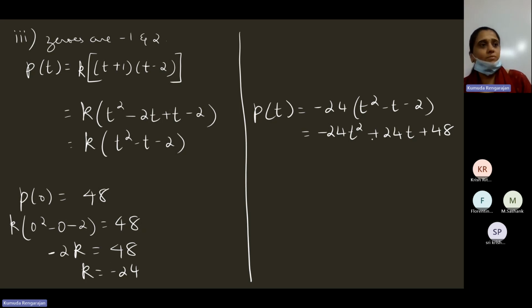And now complete the polynomial. Use k and complete the polynomial. So P of t is equal to, use the value of k. And this is the polynomial for this person, Rita.